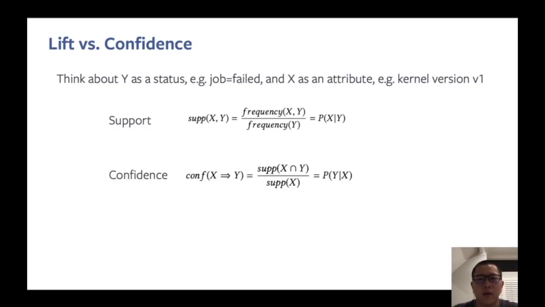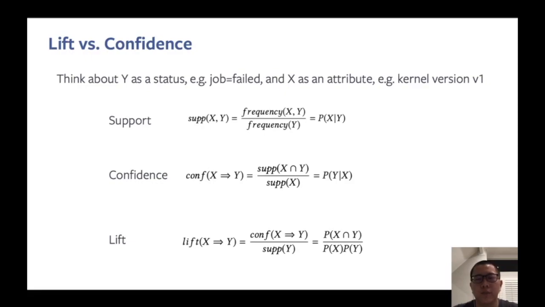Confidence, on the other hand, measures that out of all the jobs running on machines with kernel version v1, how many of them have failed. This is measuring how common it is for jobs running on machines with kernel version v1 to fail. Similarly, it does not measure how common it is for jobs not running on kernel version v1 to fail. So maybe all the jobs are just failing anyways, but we will have a high confidence value.